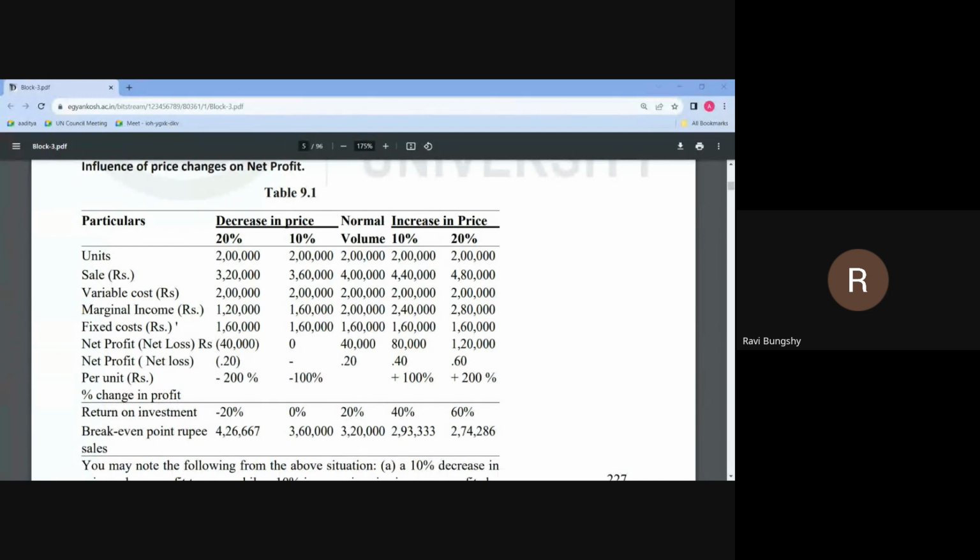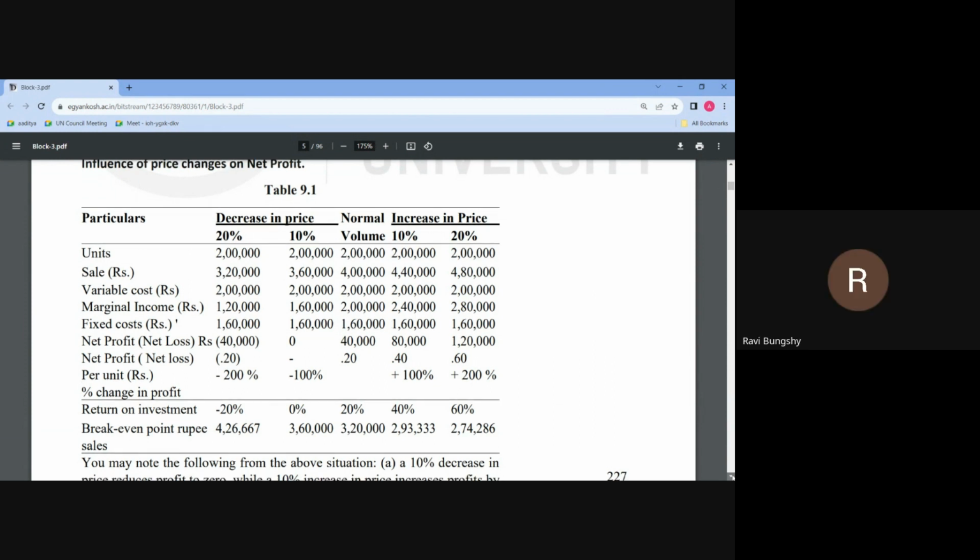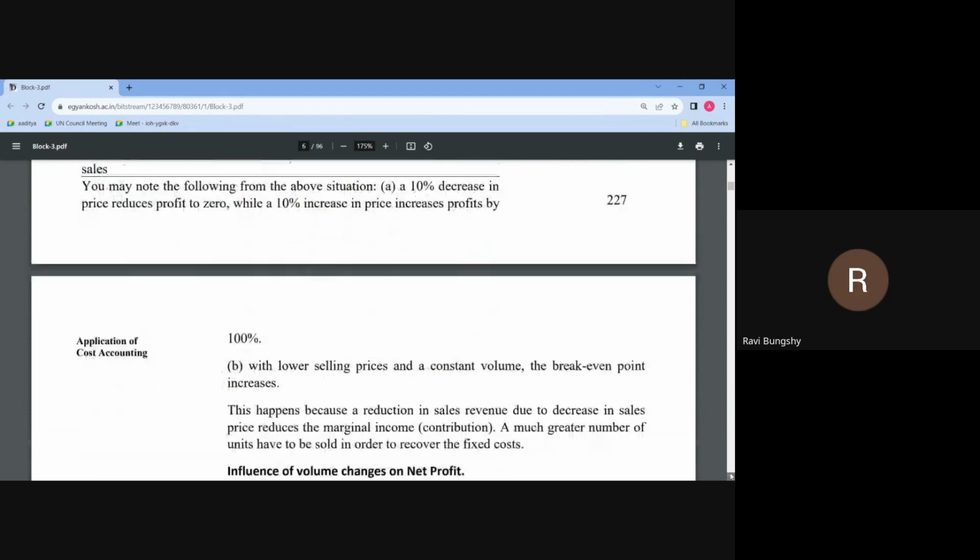Does it become 200 or 20%? It is 200. How 200? Because 40 over 200 times 100, that is 40,000 over 2 lakhs times 100. It becomes 20%.